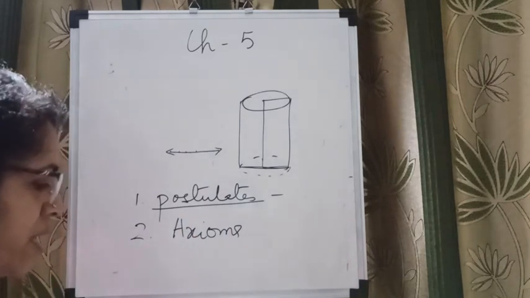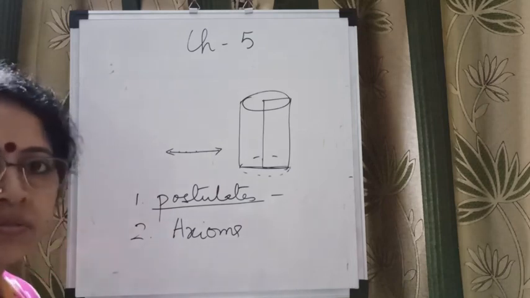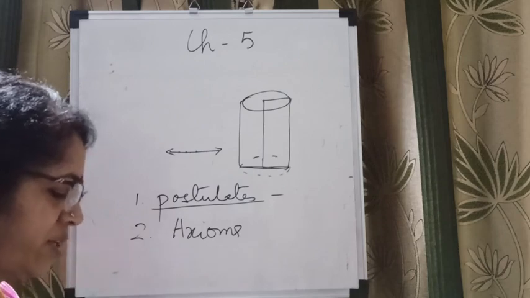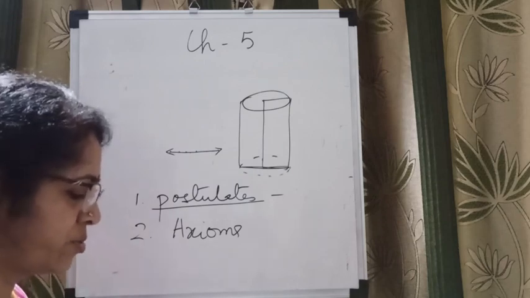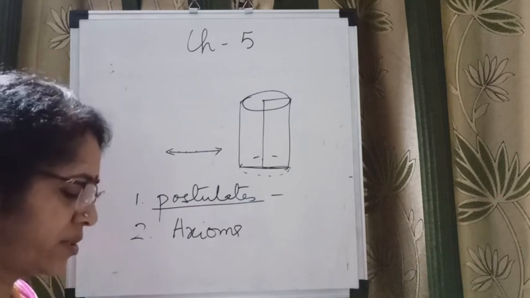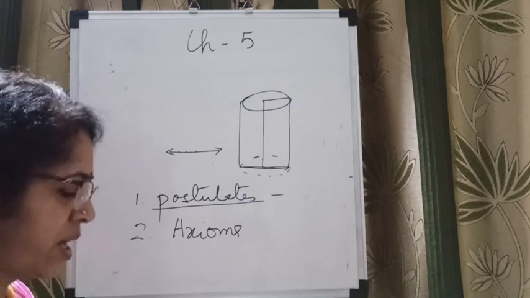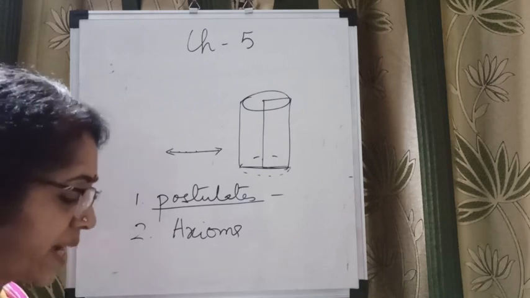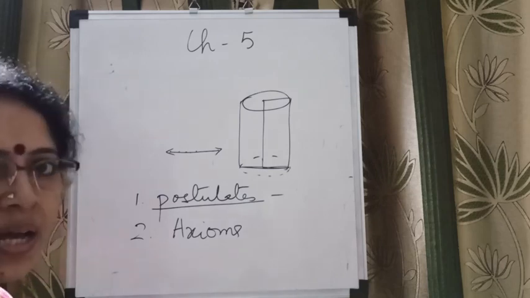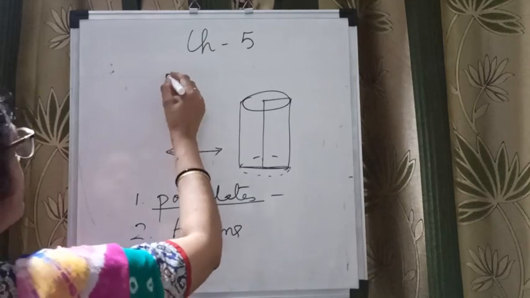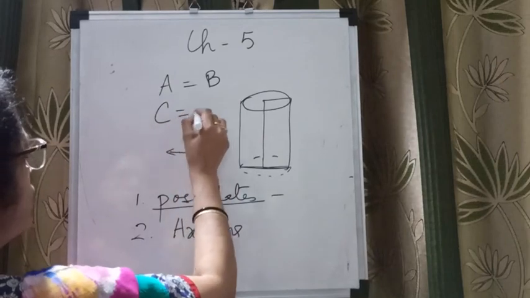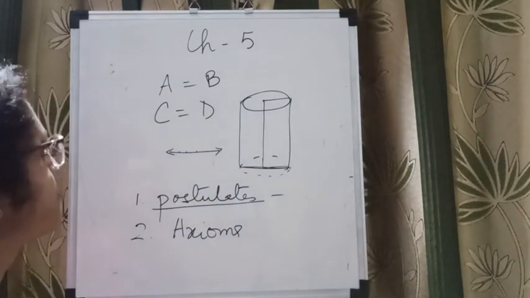Some of the axioms which Euclid has given to us: the first one is, things which are equal to the same thing are equal to one another. I repeat again, things which are equal to the same thing are equal to one another. This was the first one. The second he says is, if equals are added to equals, the wholes are equal. So suppose we are given that A is equal to B, and we are also told that C is equal to D.